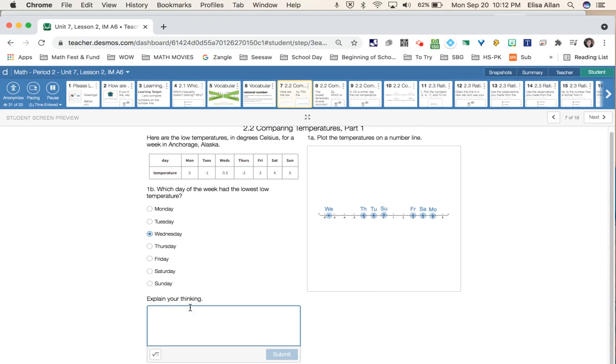that because it is the one that is furthest to the left on my number line, and I know that anything that is further to the left of others on a number line is going to be the least of those amounts. So here I can say, for example, Wednesday is the lowest low temperature. I know this because it is the number that is furthest to the left on the number line.